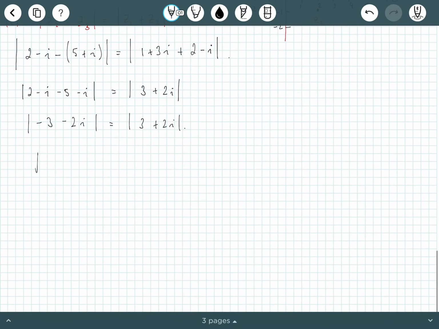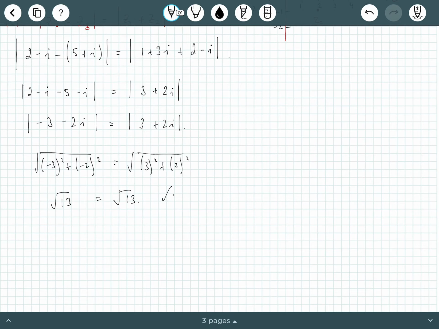So therefore it's the square root of your real squared plus your imaginary squared. Minus 3 squared is 9, minus 2 squared is 4, so it's the square root of 13. For the other one, 3 squared is 9, 2 squared is 4, so also the square root of 13. Okay, we've investigated, lads. We can safely say that they are equal to each other.